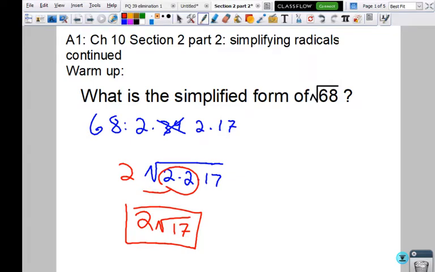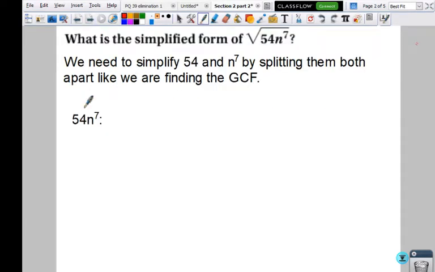So what we're doing today is basically the same thing as a warm-up here. We are still simplifying radicals, but these ones are a little tougher. Not super tough, but just a little bit. So we're going to simplify the square root of 54n to the 7th. So we're going to split it up just like we did before, but this time I got this n to the 7th in there, so it's going to look a little different.